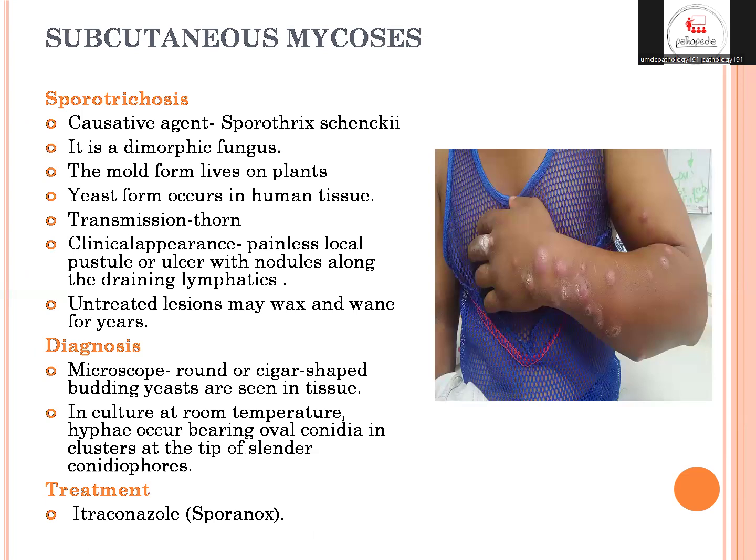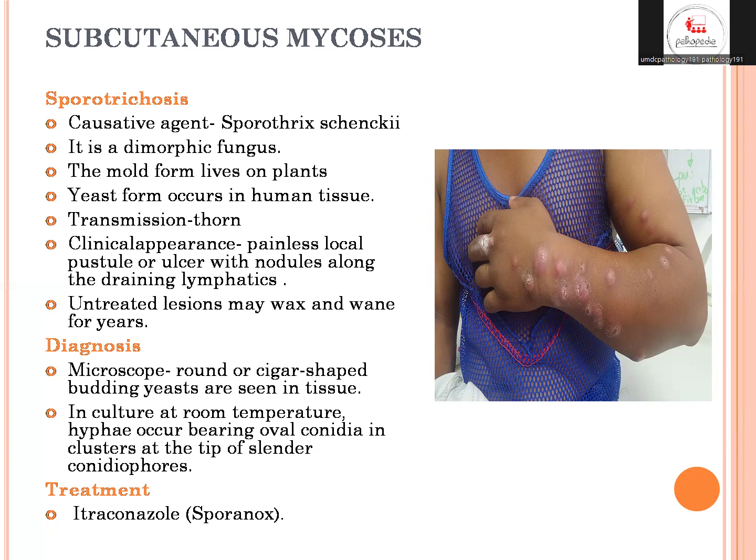Subcutaneous mycosis. There are three forms of subcutaneous mycosis. Number one is sporotrichosis, and it is caused due to Sporothrix schenckii, and it's a dimorphic fungus. The mold form of sporotrichosis lives in plants. The yeast form occurs in human tissue, transmitted through thorns. Clinical appearance is like painless local pustules or ulcers with nodules along the draining lymphatics, like you are watching in the picture, and the untreated lesions may wax and wane for years.